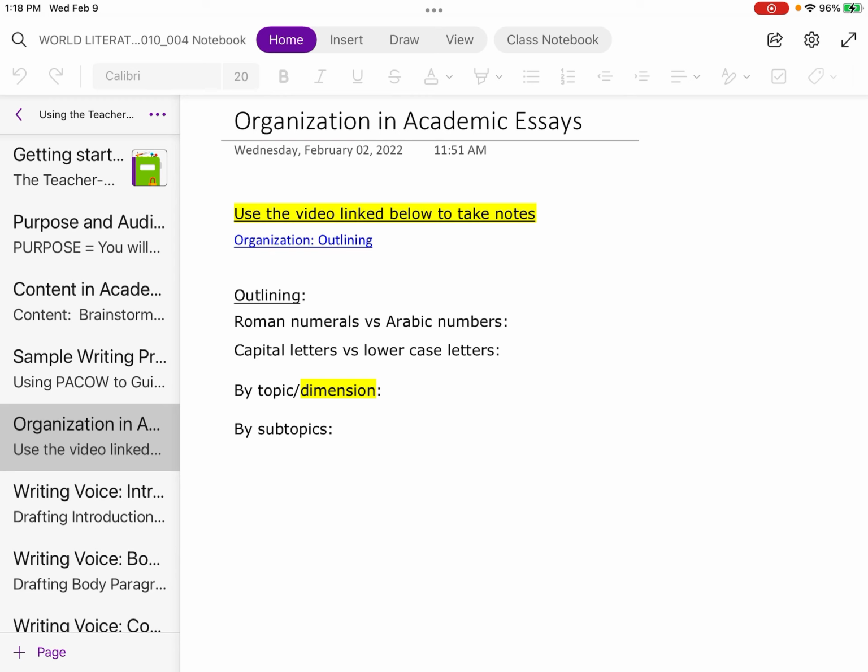Okay? So we are taking basically what we're doing with outlining is please report to the security office.